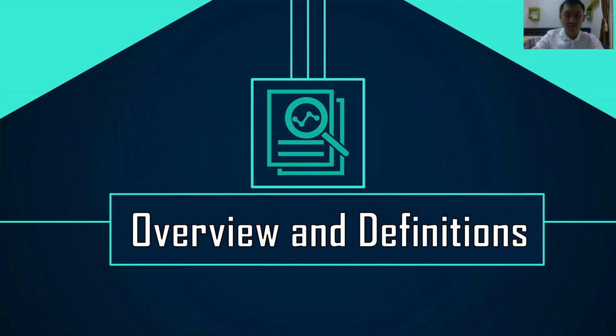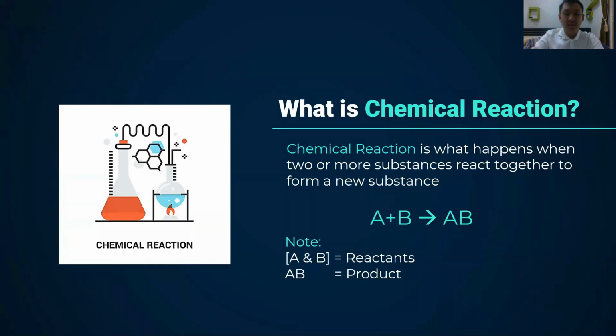Now, onto the overview and definitions. Okay, what do you think a chemical reaction is? Or what is the definition of a chemical reaction? A chemical reaction is what happens when two or more substances react together to form a new substance. Or basically, substance A plus substance B yields substance AB. Note that we call A and B reactants and we call AB the product.